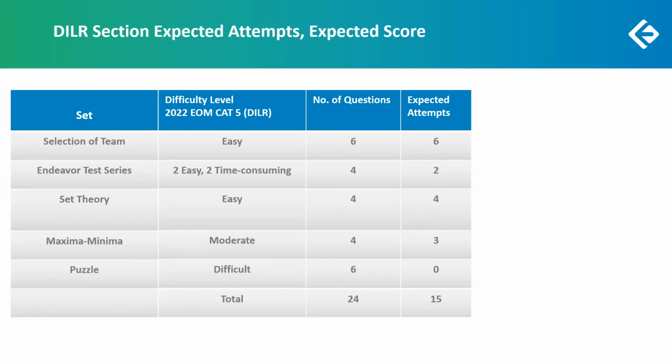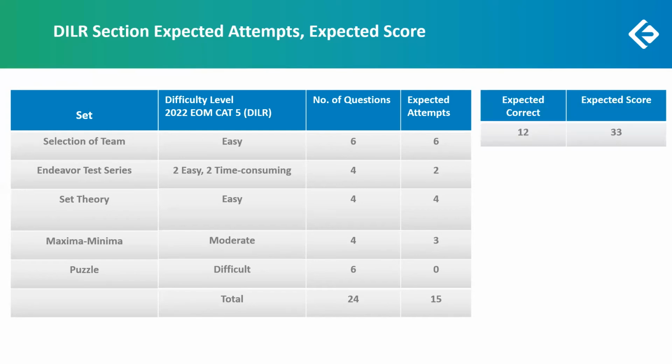So out of the total 24 questions, 15 attempts ideally should have been there. And out of these 15 attempts, even if you got 3 incorrect and 12 correct, you would have ended up with a score of 33, which would have fetched you roughly 98 percentile.